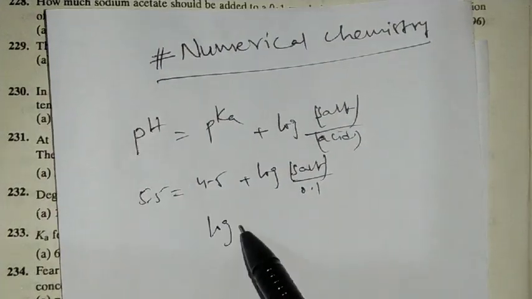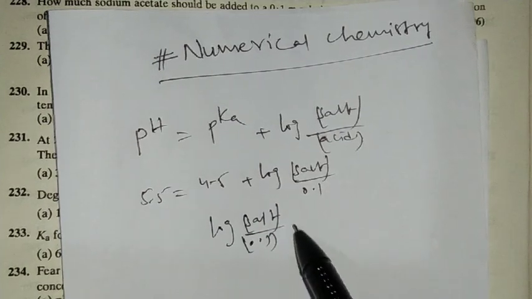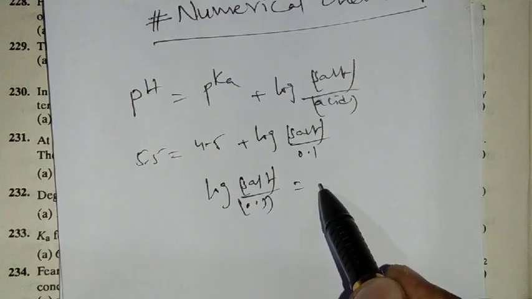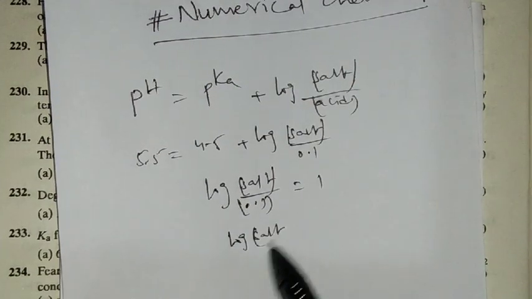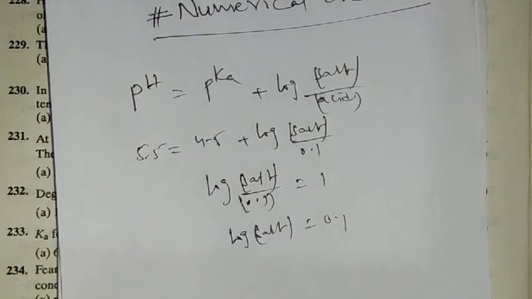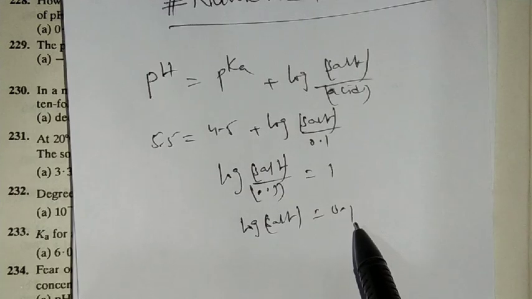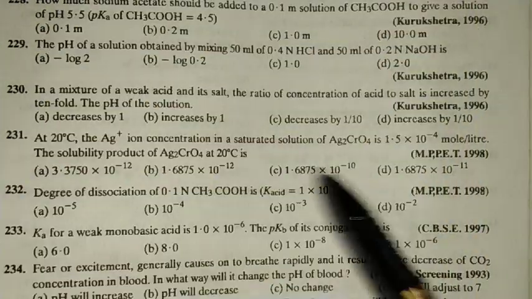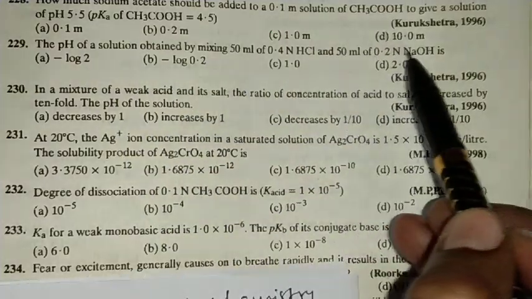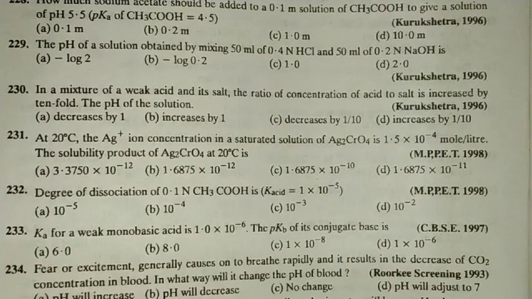So from here, log salt concentration by 0.1 equal to 5.5 minus 4.5, we will get 1. So log of salt concentration by 0.1 is equal to 1, so if you take the antilogarithm, you'll get salt concentration 1. Is it clear? So then what is our answer here? 1. That means option C. Is it okay? Right. Look at the next question.